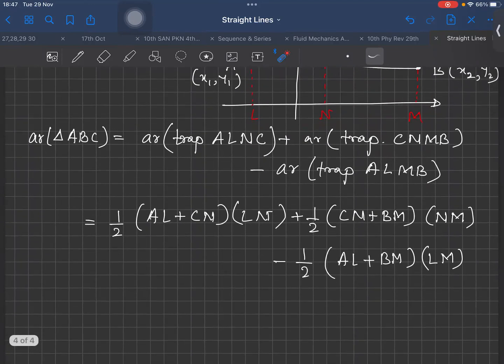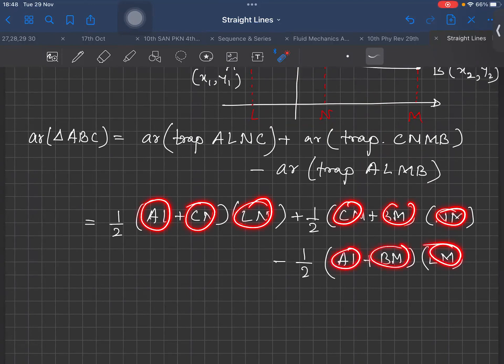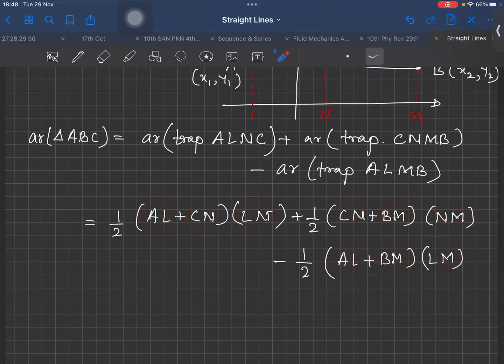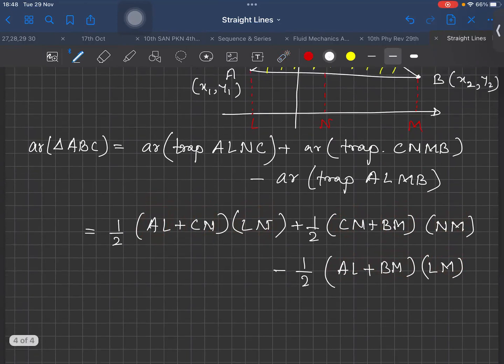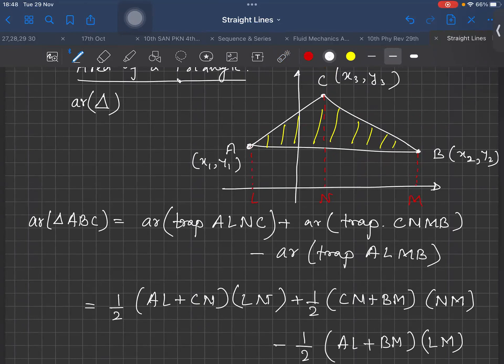Now, because we have studied the distance formula so far, from the distance formula we can find AL, CN, this and this. We can find them using the distance formula. Or if you have to find it using this point and this point, then the distance formula is a little tough to write, right? When you are finding the distance between this point and this point, the same value of y, that means the subtraction will be 0.